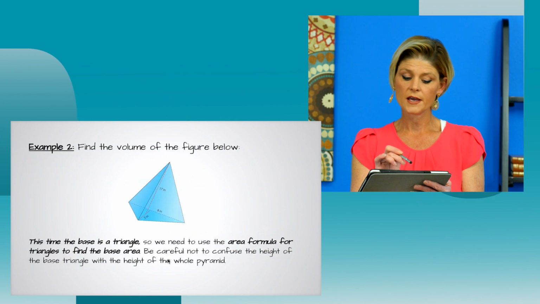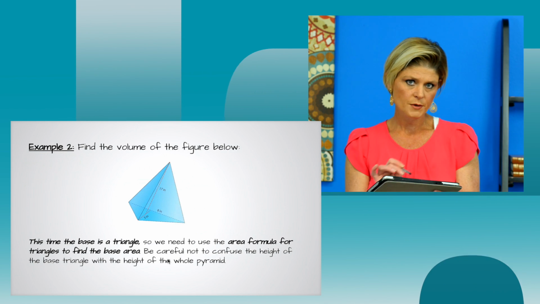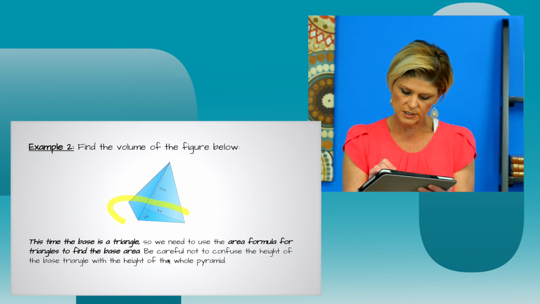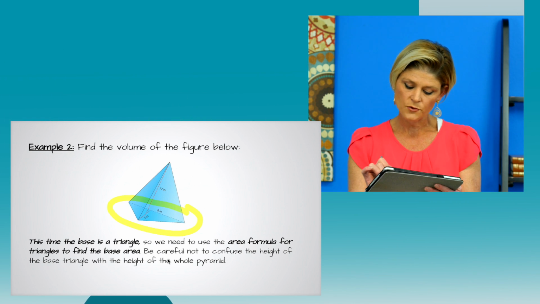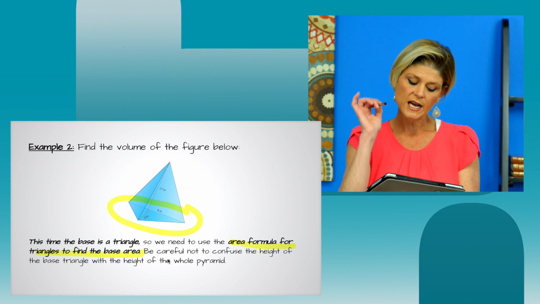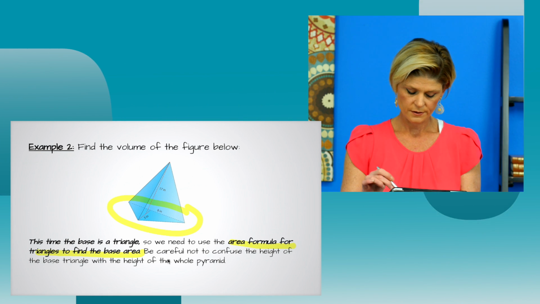Here's another example. Find the volume of this figure below. Now this time I want you to pay attention to the fact that the base is a triangle, as you can see. So we need to use the area formula for triangles to find the base area. Now be careful not to confuse the height of the base triangle with the height of the whole pyramid.